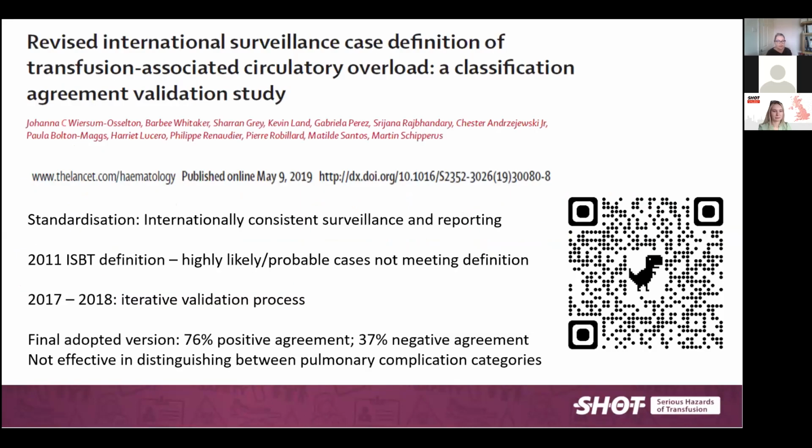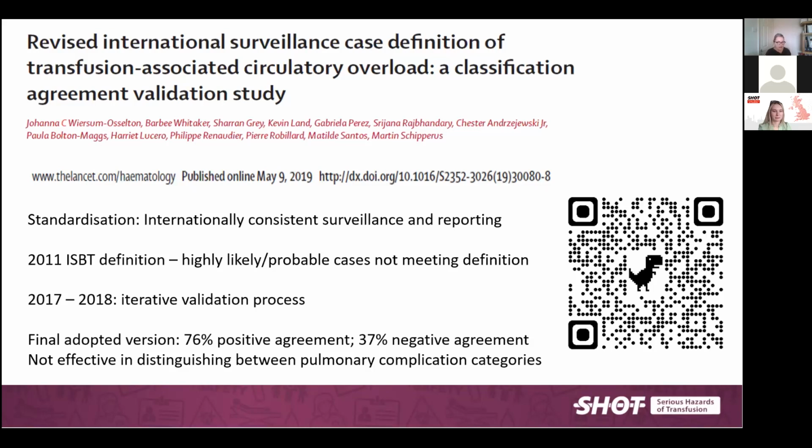So in 2019, this paper was published, and it is the revised international surveillance case definition for TACO, and it's a classification agreement validation study. And really the objective of this work was standardization to produce an internationally consistent surveillance and reporting criteria. And what we've noticed in accordance with the 2011 ISBT definition is that a lot of cases were highly likely or probable cases, but they didn't actually meet the definition. So it kind of raised some interest and we were thinking, well, maybe we need to do something about that. Maybe we need to change the case definition.